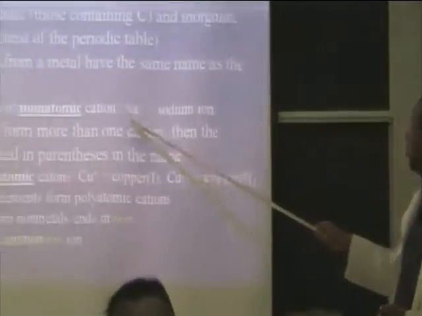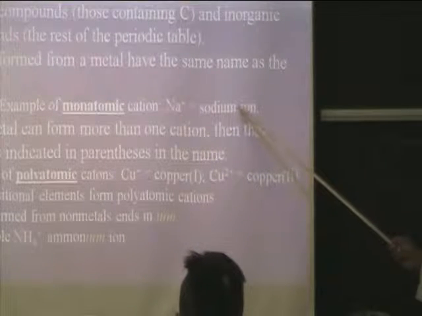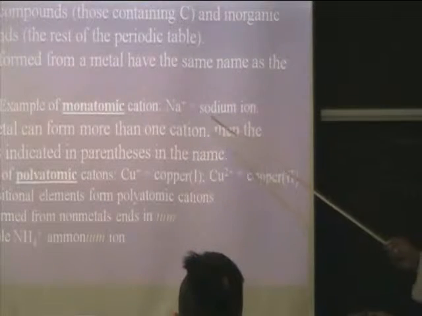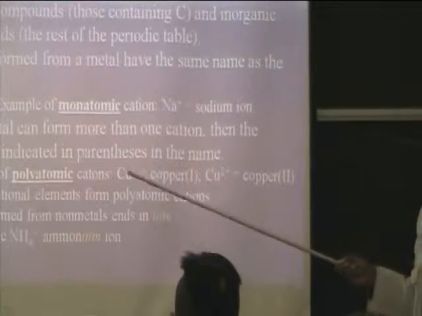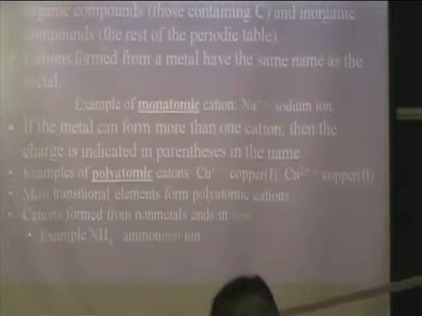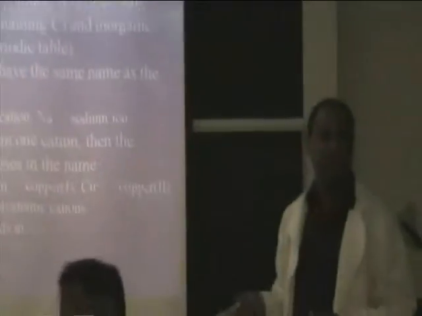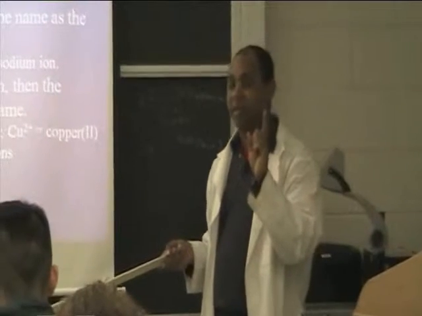So for example, sodium is a monoatomic cation. What's the name? The sodium ion. Notice here that we don't have any prefix or suffix. It's just simply sodium ion, right? If you have magnesium, for example, what do you say? It's magnesium ion. In metals, be careful.